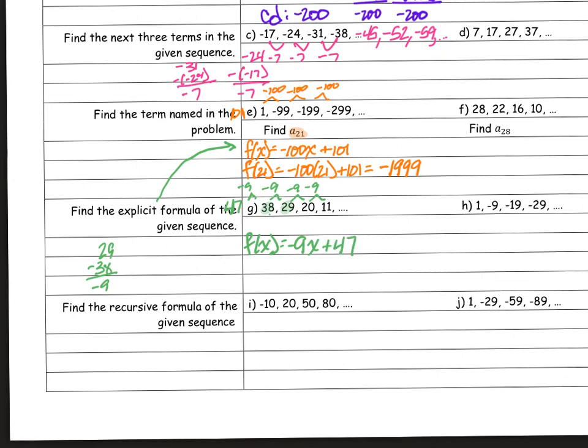Okay? You could use n. F of n equals negative 9n plus 47. Either way, good job. Go ahead and pause the video and do H, and when you come back, we'll do I. We'll see in just a second.